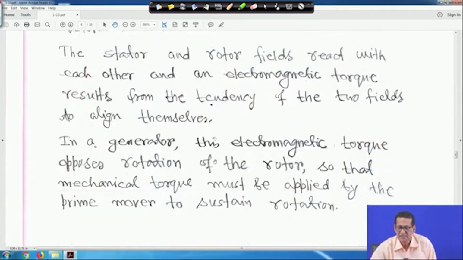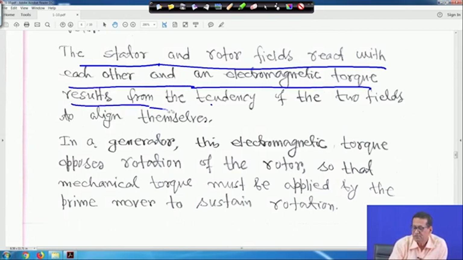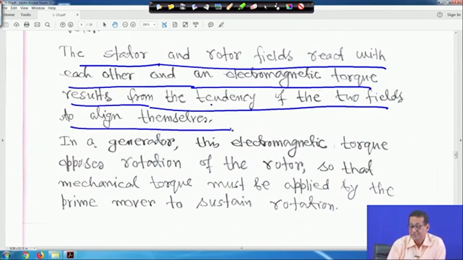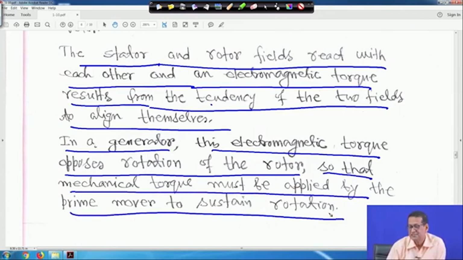The stator and rotor fields react with each other, and an electromagnetic torque results from the tendency of the two fields to align themselves. Now, in a generator, this electromagnetic torque opposes rotation of the rotor, so that the mechanical torque must be applied by the prime mover to sustain rotation.